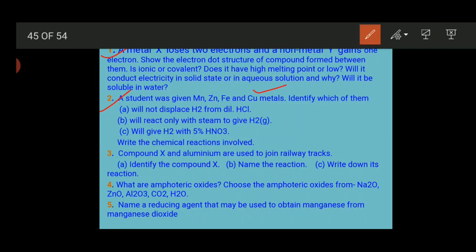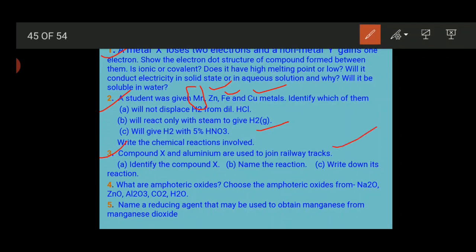Which will react only with steam to give hydrogen gas? That is zinc and iron. Zinc and iron only react with steam of water. They will not react with normal water or cold water or hot water. They only react with steam. Now which will give hydrogen gas with 5% of HNO3? That is manganese. Only magnesium and manganese are the 2 metals which react with nitric acid in order to give hydrogen gas.